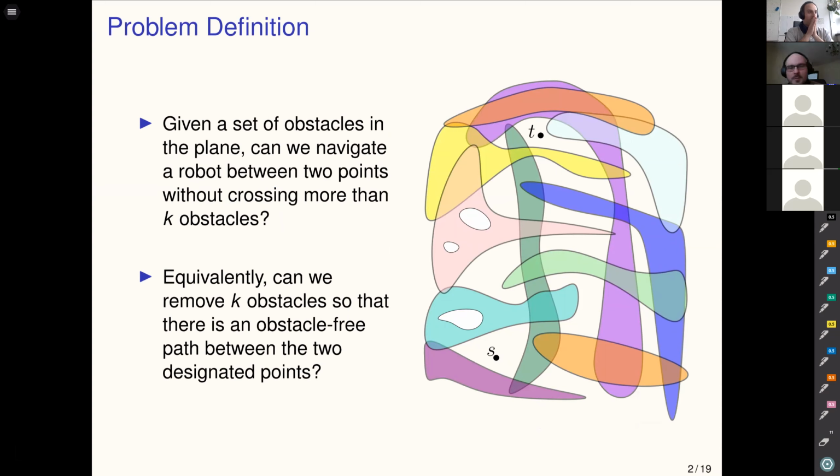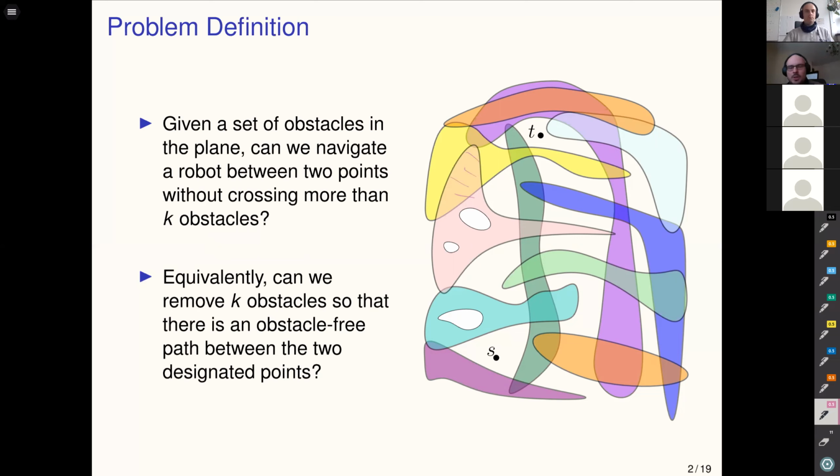Okay, so let me start with the problem we are studying. What is the question? What's the setting? We have some obstacles in the plane. These obstacles are basically some kind of closed subsets of the plane, something like this pink thing here. They can have holes in them and so on.